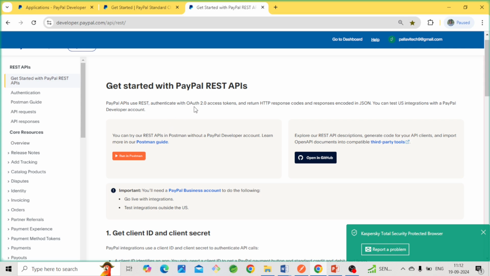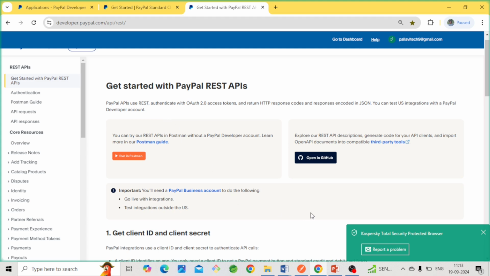Authenticate with an OAuth2 access token. We need access tokens in order to make the API calls and return HTTP response codes and responses encoded in JSON. That means the responses given by PayPal are in JSON format. You can test your integrations with a PayPal developer account.